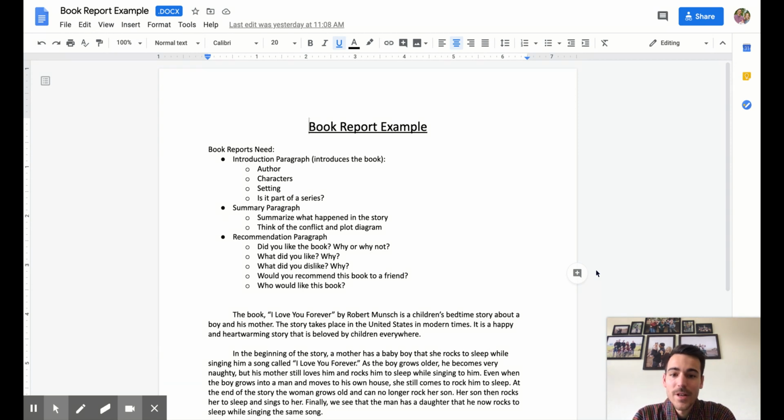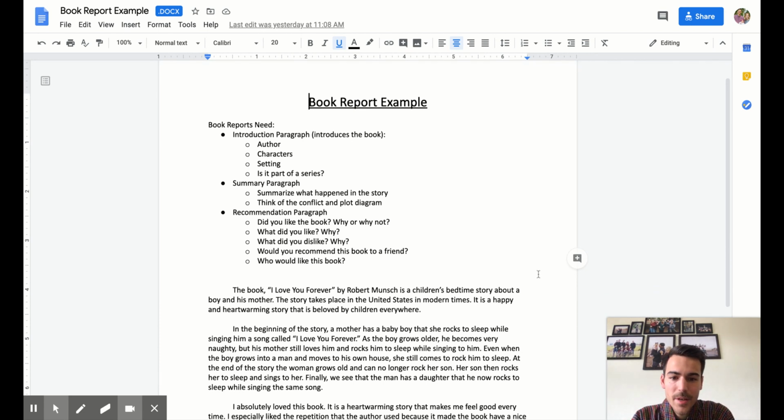So first, your introduction paragraph. What it does is just introduces the book. So just basic information about it. The author, the characters, the setting, if it's part of a series, like if you're reading Harry Potter or Dork Diaries or something like that, that has lots of books, you can mention that.